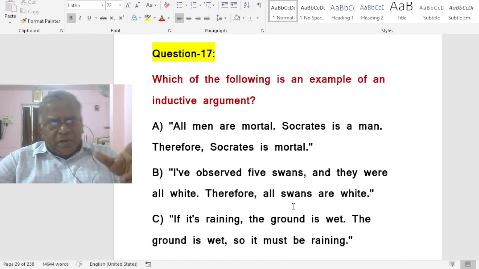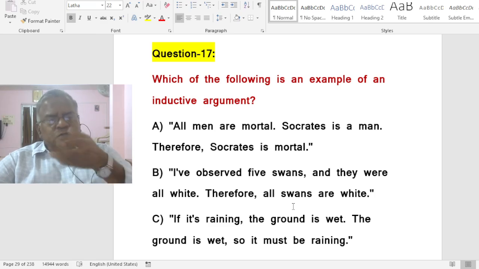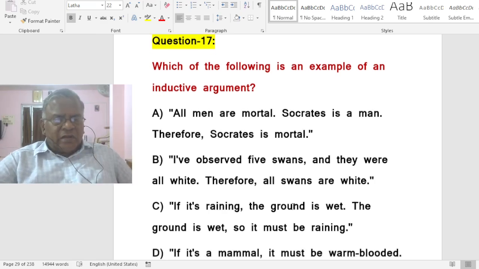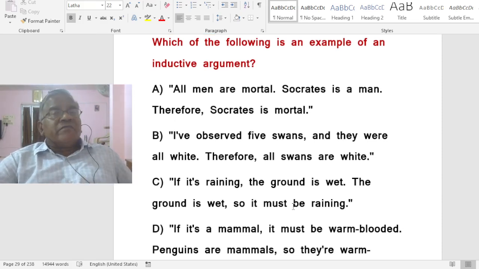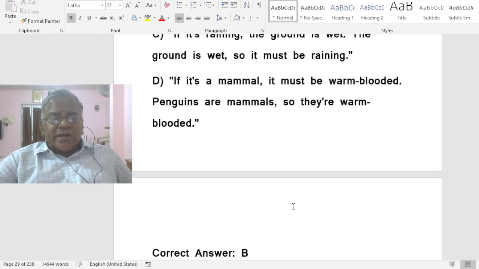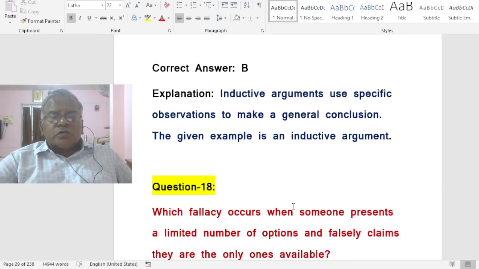Probable. It may happen or it may not happen, but this is one of the argument structures, the inductive argument. We need inductive arguments especially in scientific inventions, and detective agencies will have this type of inductive argument too. So that's the idea here. Inductive arguments use specific observations to make a general conclusion. So there are specific observations like that.